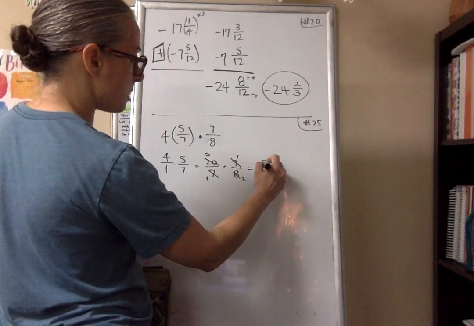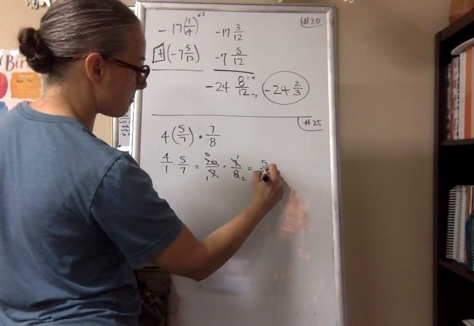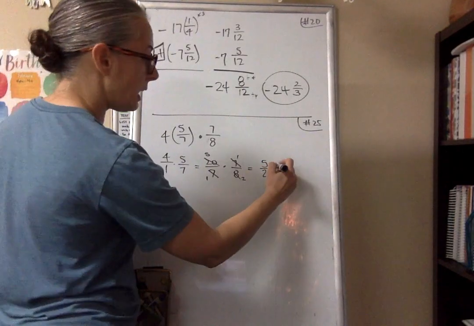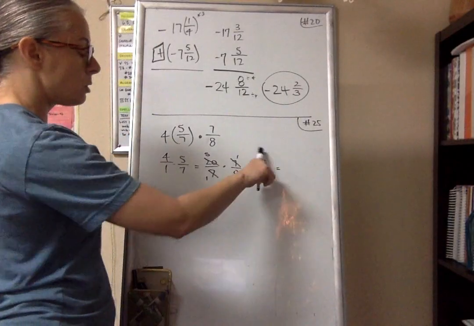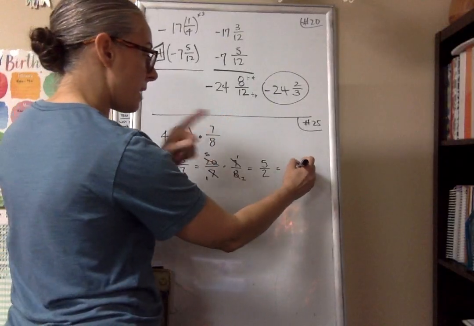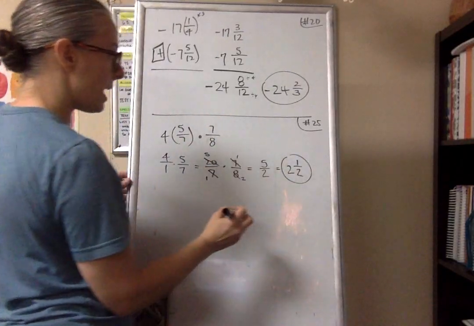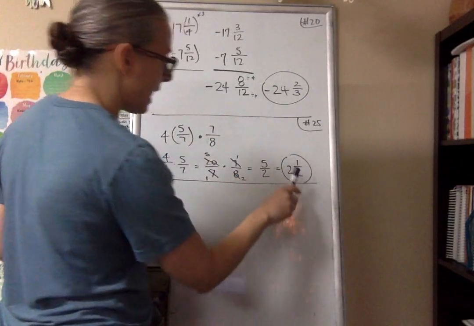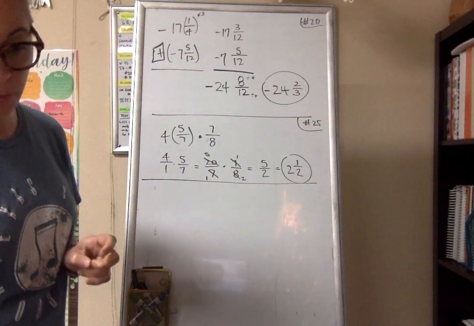And so when I multiply my numerators, I get 5. My denominators, I get 2. And I'll rename as a mixed number. 2 goes into 5 2 times. 2 times 2 is 4. 4 and 5, 1 left over. So I have 2 1/2 as my answer.